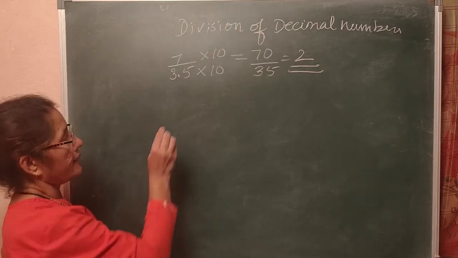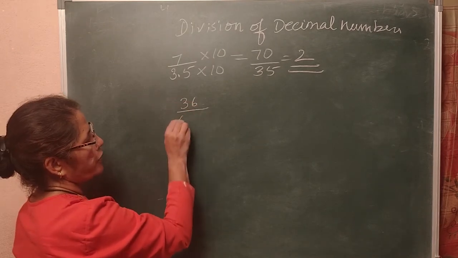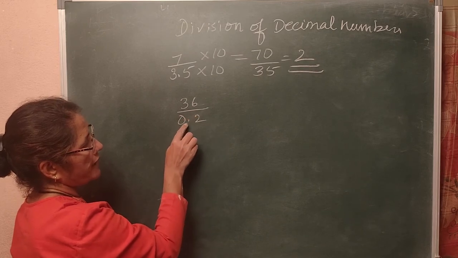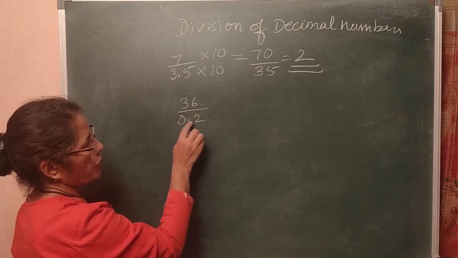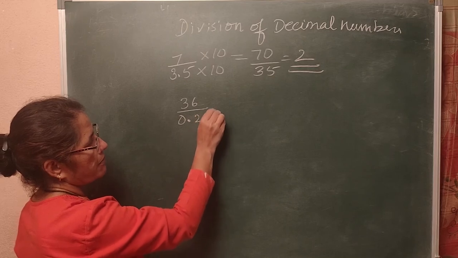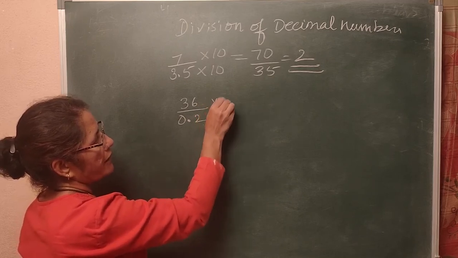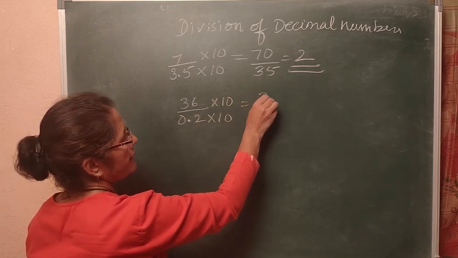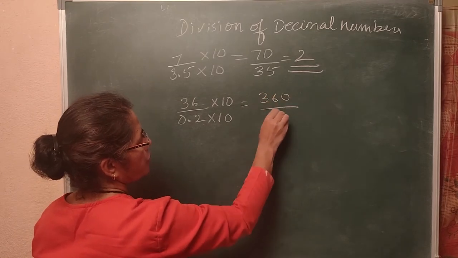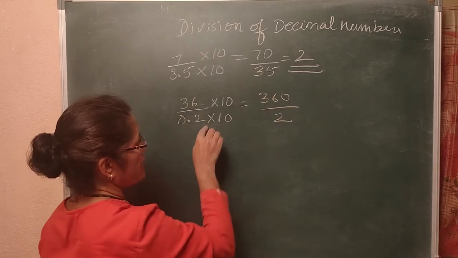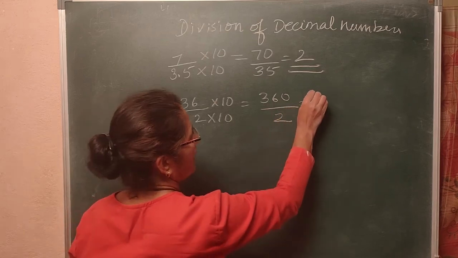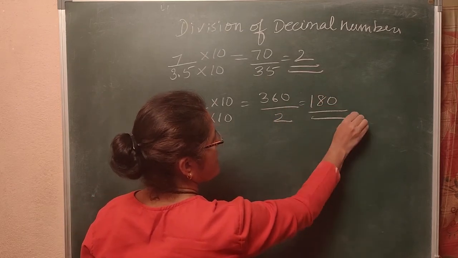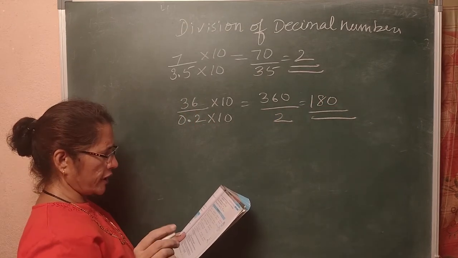36 divided by 0.2. After the point, this is a decimal number, so you have to avoid this point. Multiply by 10, here also multiply by 10. What will happen? 360 divided by 2. So it moves that side. So 2 180s are 360. This is the answer. Let us go to the third question.